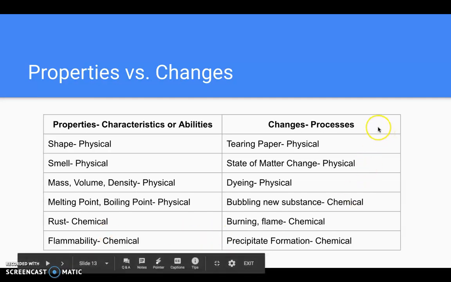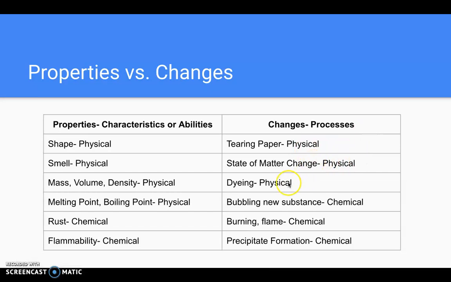Now let's look at some processes. Tearing paper, a state of matter change, or dyeing something like tie-dye or adding food coloring to water. The molecular structure of those substances involved is not changing. That's what makes them physical. We also could say they're reversible. Like if you melted ice, you could always freeze it again. If you dyed your shirt, you can always try to get the dye out, remove it with a process.